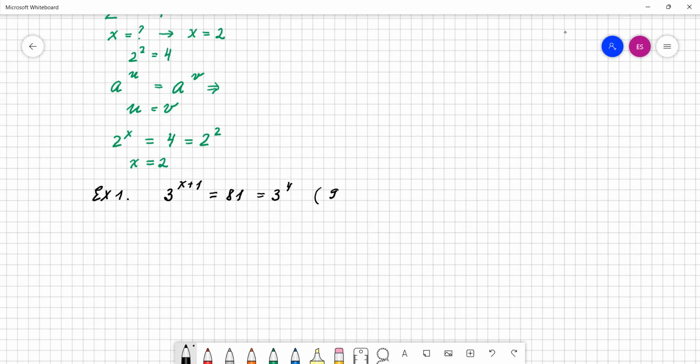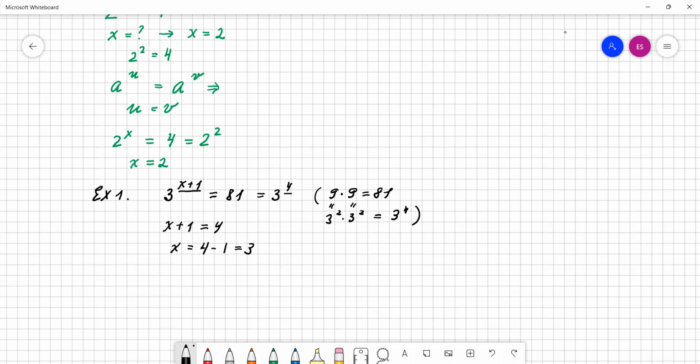Let me explain it. 9 times 9 equals 81, but each 9 is 3 squared, and if we combine all these 3's, we are going to get 3 to the power of 4. So using the rule and making the exponents equal, we are going to find that x plus 1 equals 4, or x equals 4 minus 1, which is equal to 3. That's going to be our final answer.